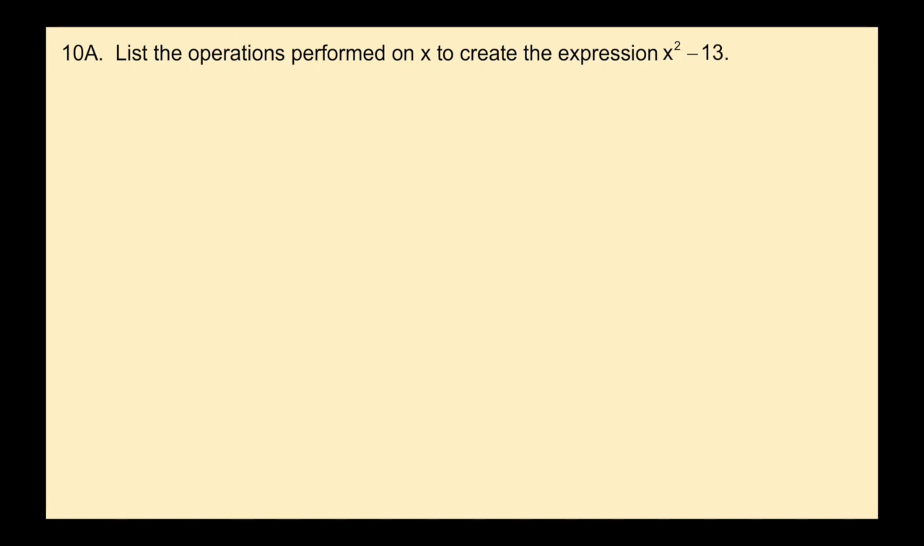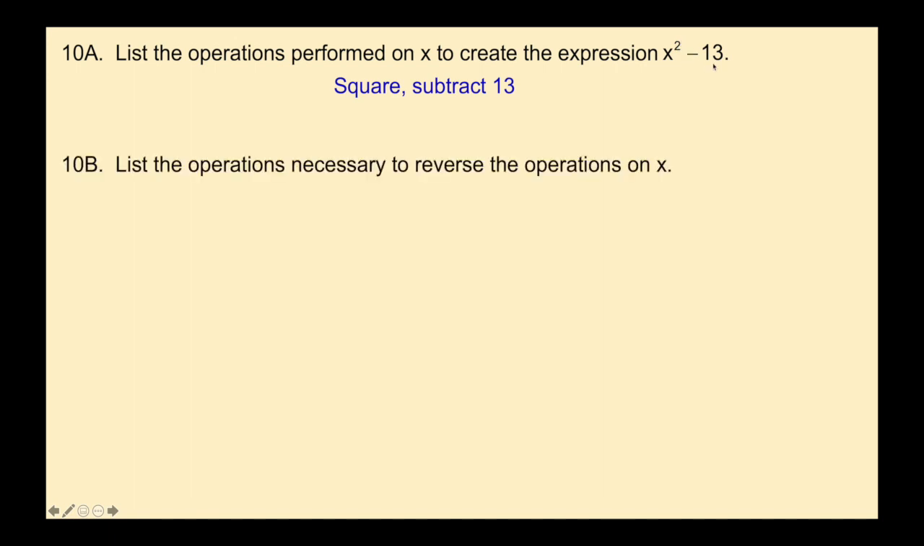Now we want to look at solving from a different perspective. If I have x squared minus 13, first of all, we're going to list the operations performed on x to create the expression. So what do we do to x here? Well, first we square the x, and then we're going to subtract the 13. So now what we're going to do is list the operations necessary to reverse the operations on x. So instead of starting by squaring and then subtracting 13, when we start to reverse this, we're going to start by adding 13 and then taking the square root instead of squaring. That would be the opposite here. Now when we take the square root of that, we are going to want to make sure that we're putting that as a positive and negative answer.